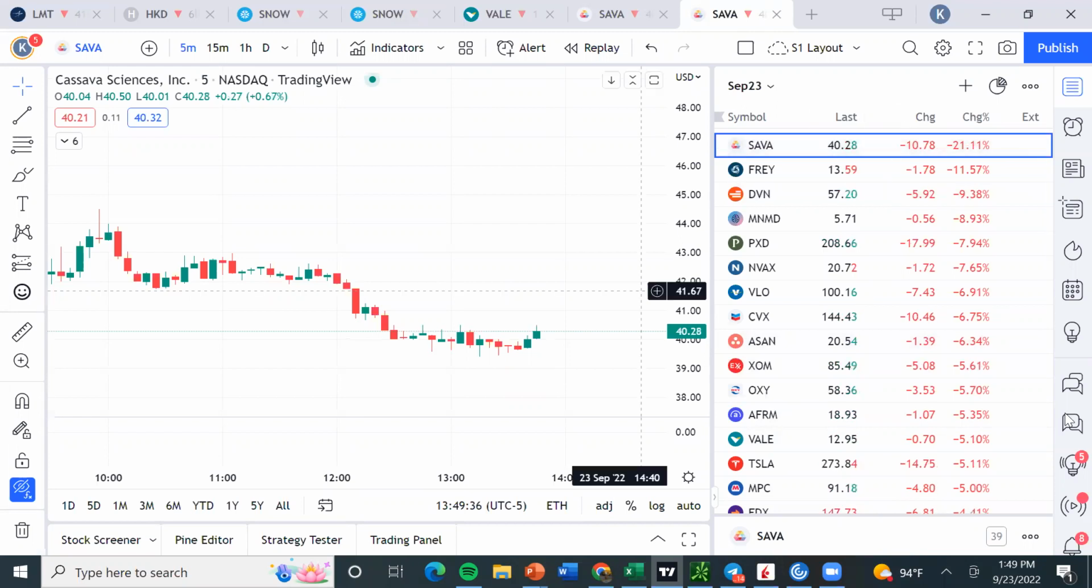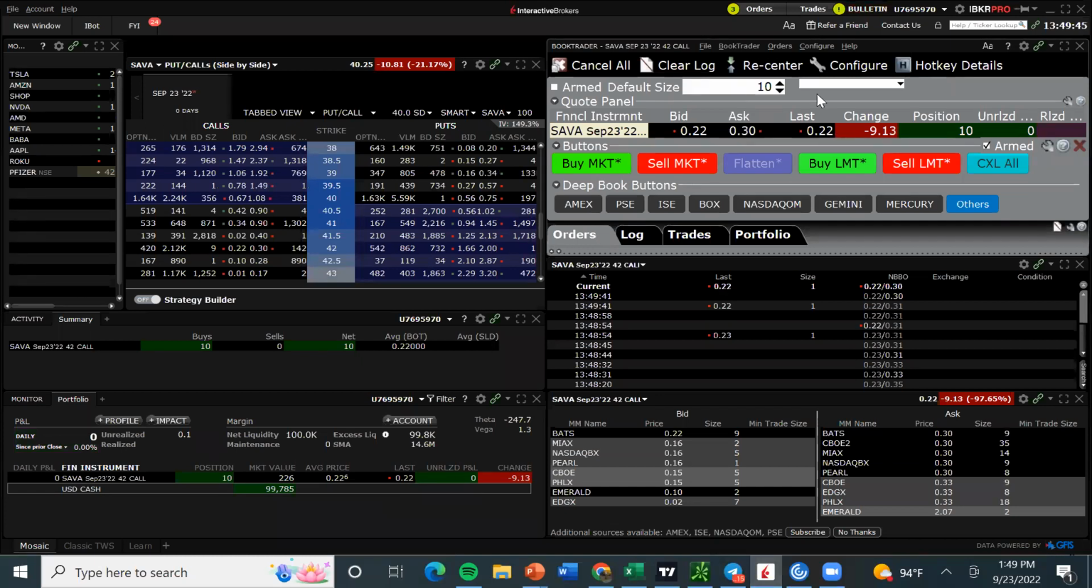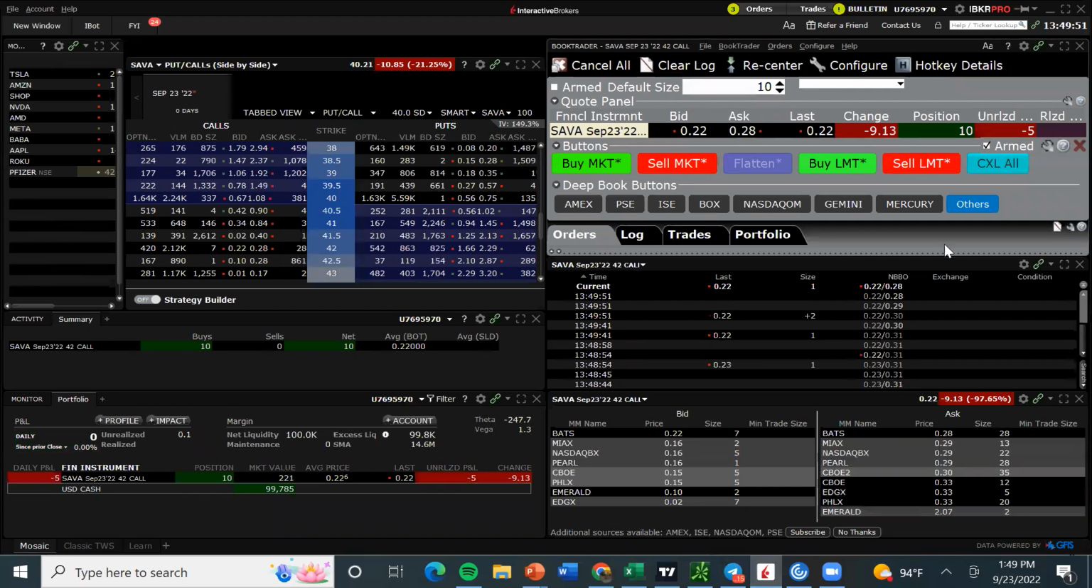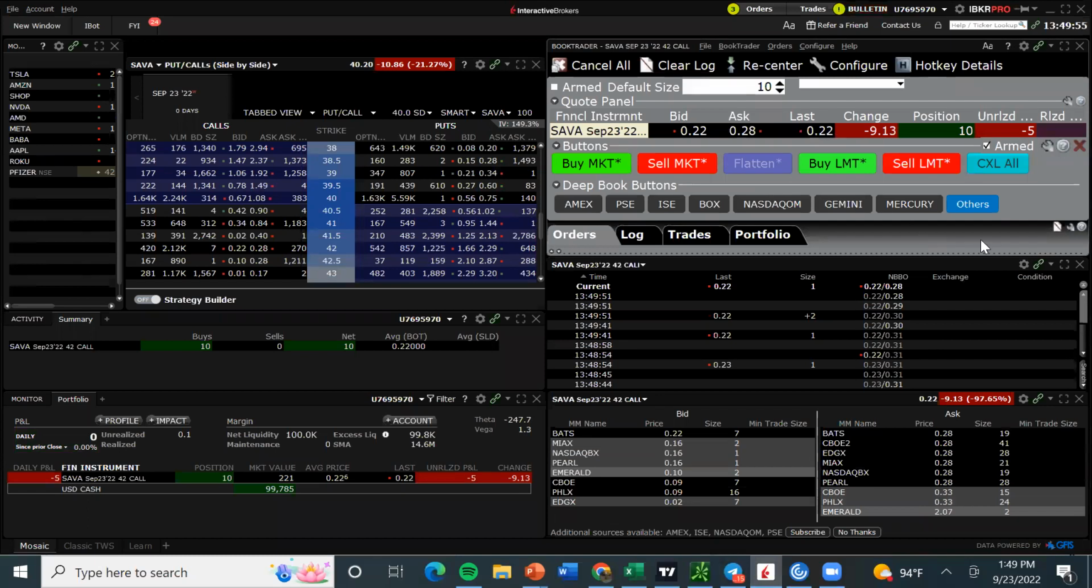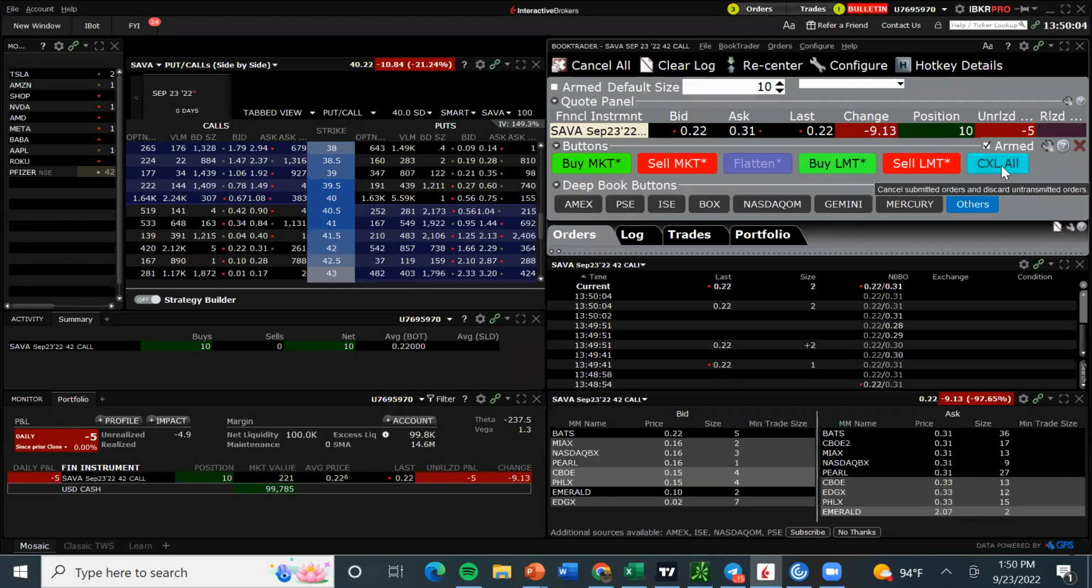You can see that now SAVA is moving up. Just now we bought 10 contracts for SAVA. So I was showing this is the IBKR interface, similar to Active Trader, where you can buy and sell quickly with a single button click. You can do buy or sell, buy limit, sell limit. You can cancel all the open orders, just like in Active Trader.